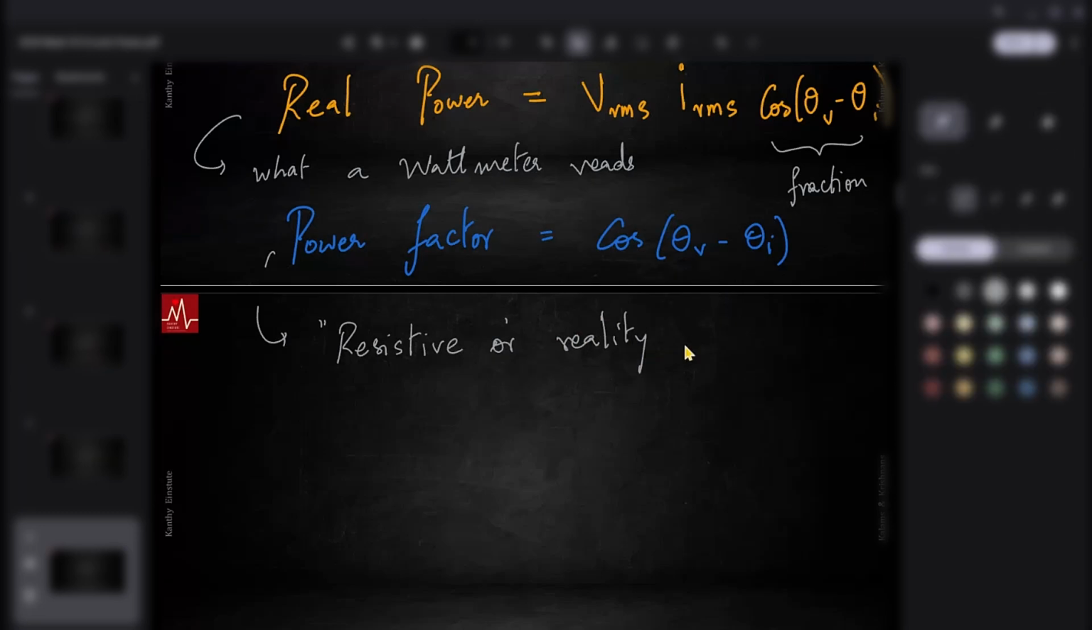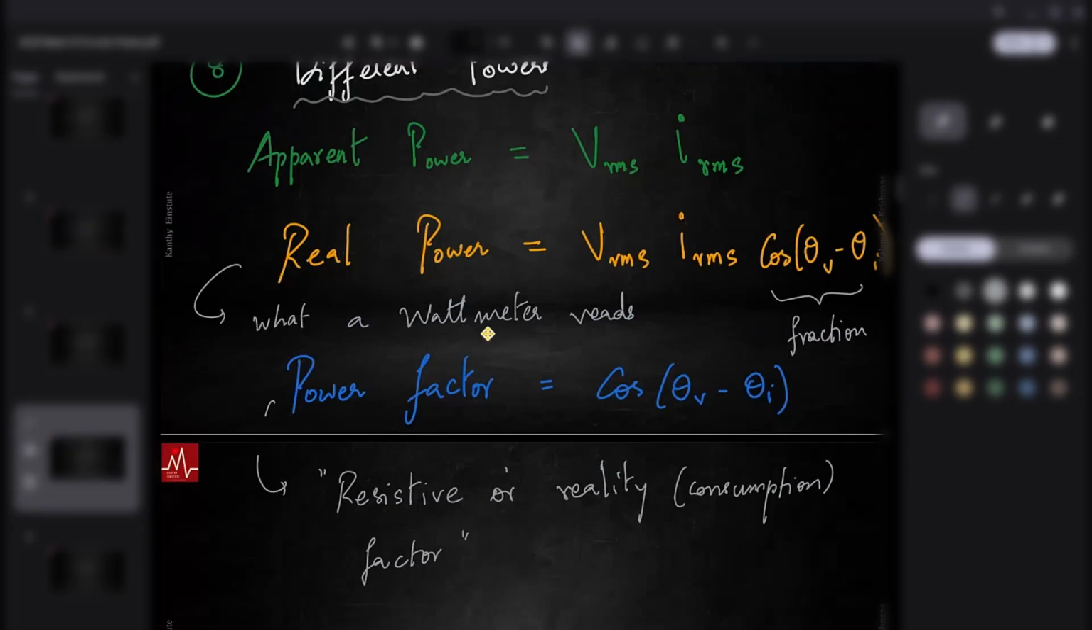Reality with respect to consumption. Okay. Apparent power is VRMS IRMS. Real power is VRMS IRMS cos(theta V minus theta I). Power factor is cos(theta V minus theta I).